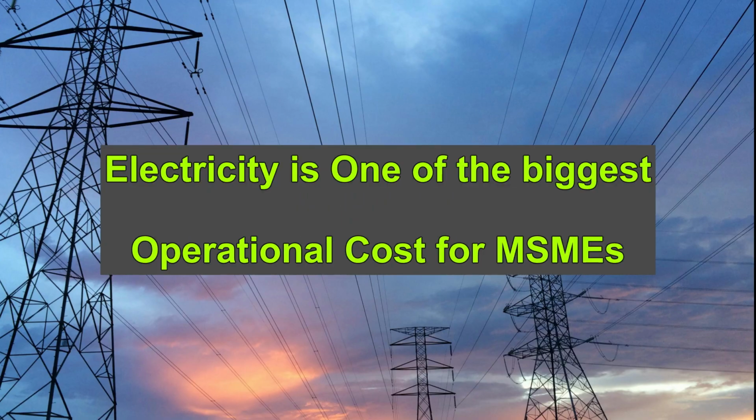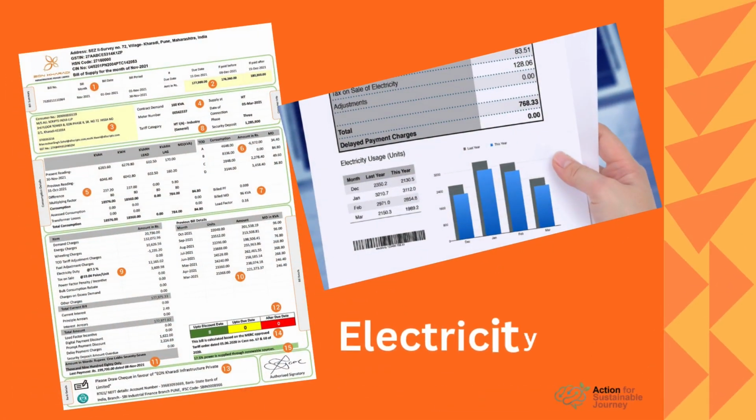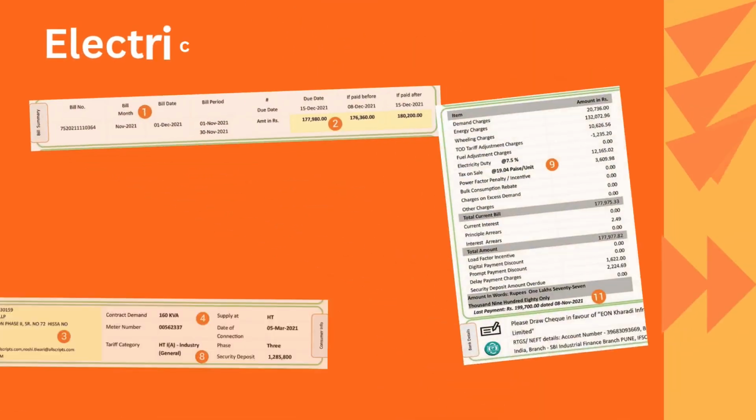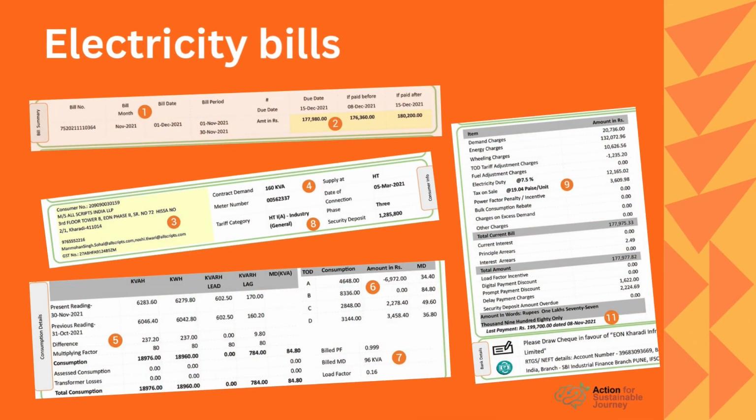Electricity is one of the biggest operational costs for MSMEs. Yet, most business owners never get the chance to fully understand their electricity bill, like what they are charged for, how the tariff works, or where they can reduce expenses. In this video, we will break the electricity bill into simple sections and help you identify immediate ways to save money.